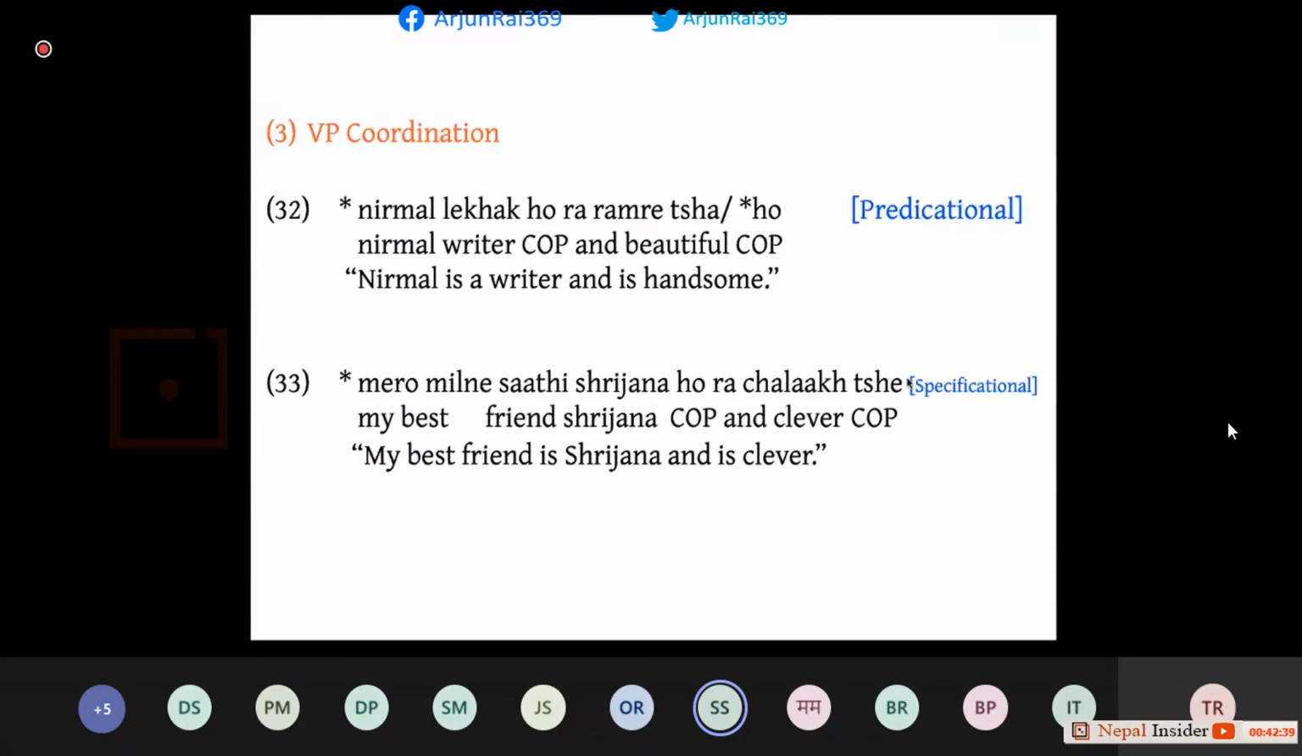So we can also look into VP coordination, where two VPs are coordinated, but it doesn't work out. Nirmal lekhak ho ra ramre cha, that's not possible. Nirmal lekhak ho ra ramre ho, that's somewhat ungrammatical. That is what we have mentioned with it. Similarly, in specificational also one can look into the data. So this doesn't work when two VPs are coordinated.